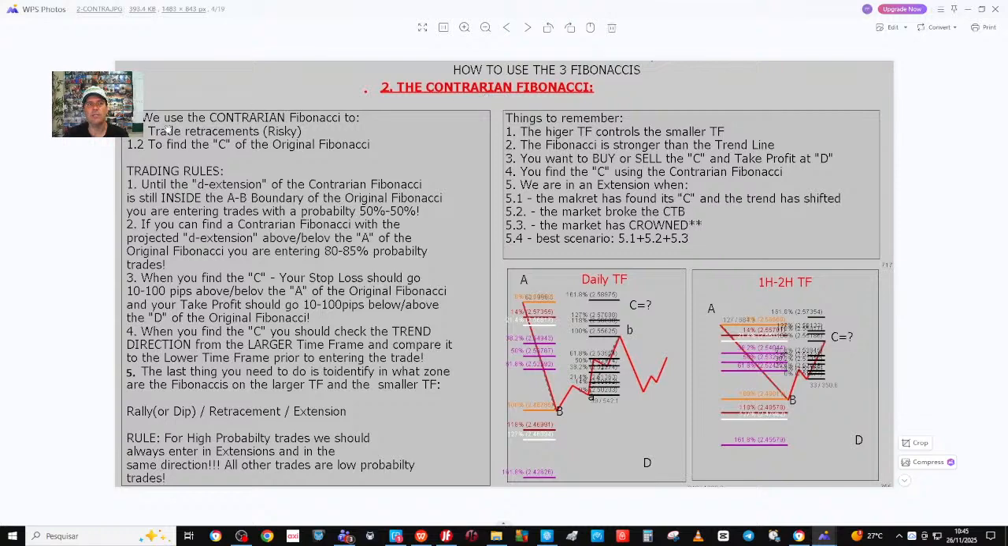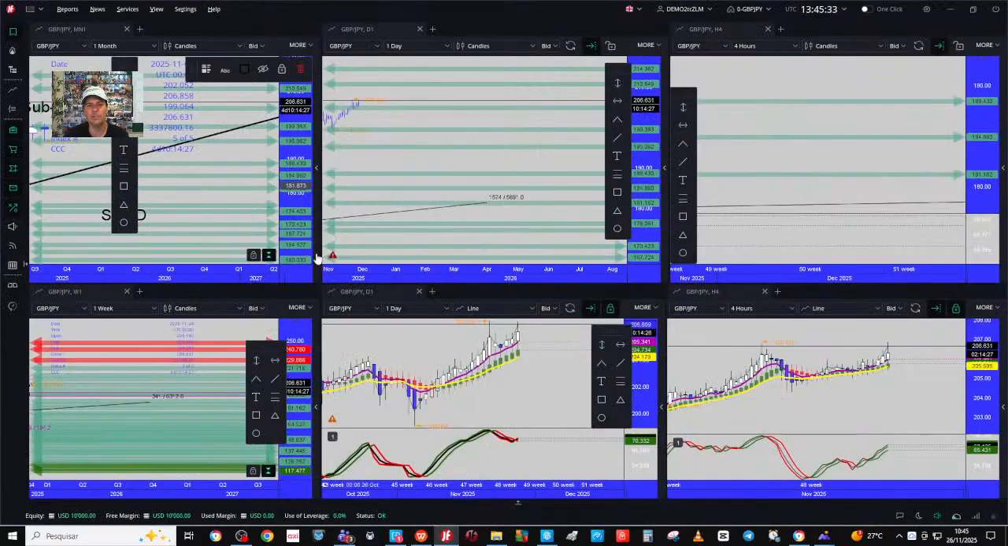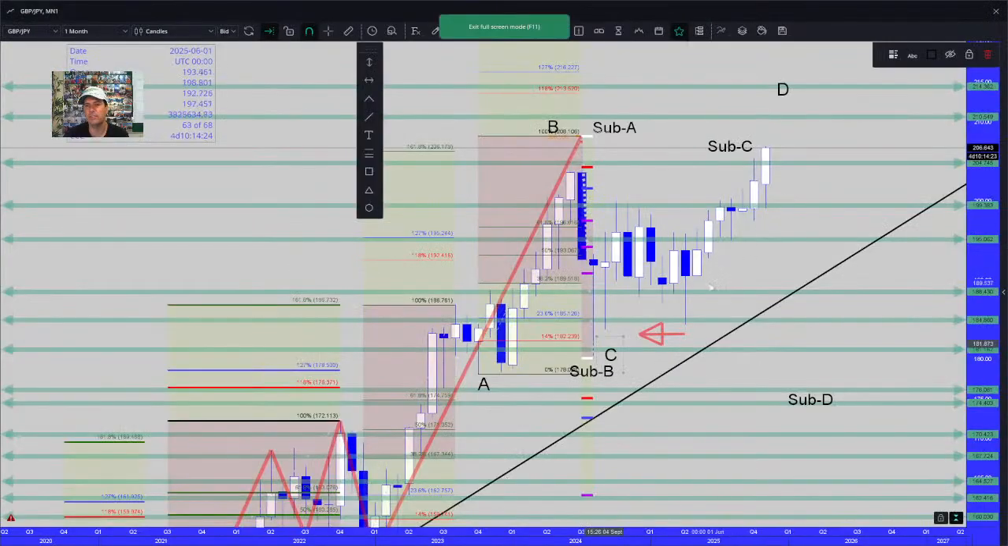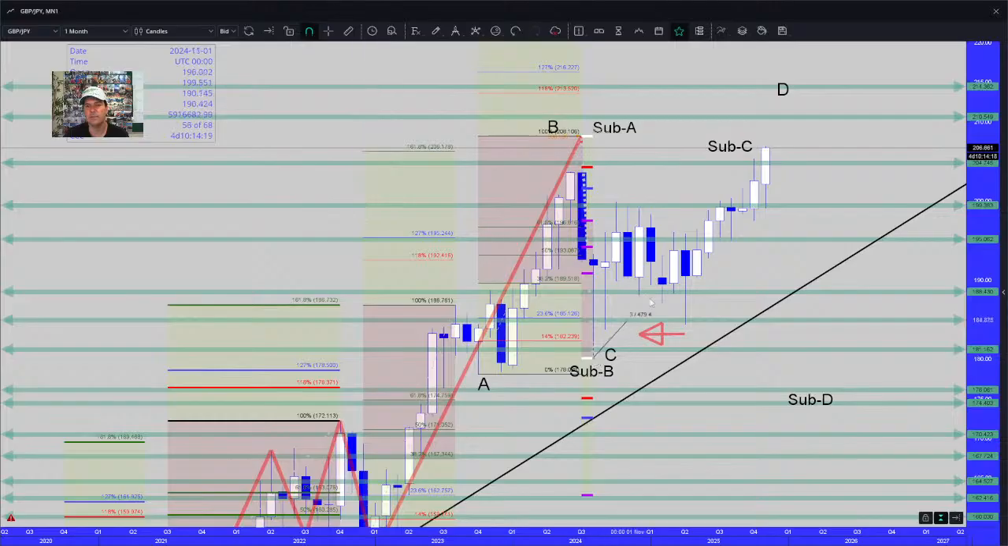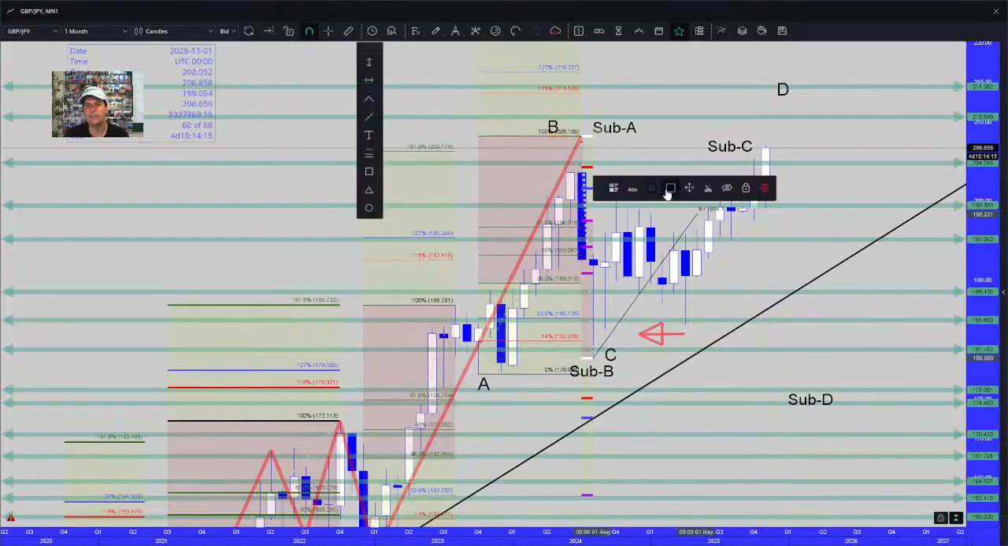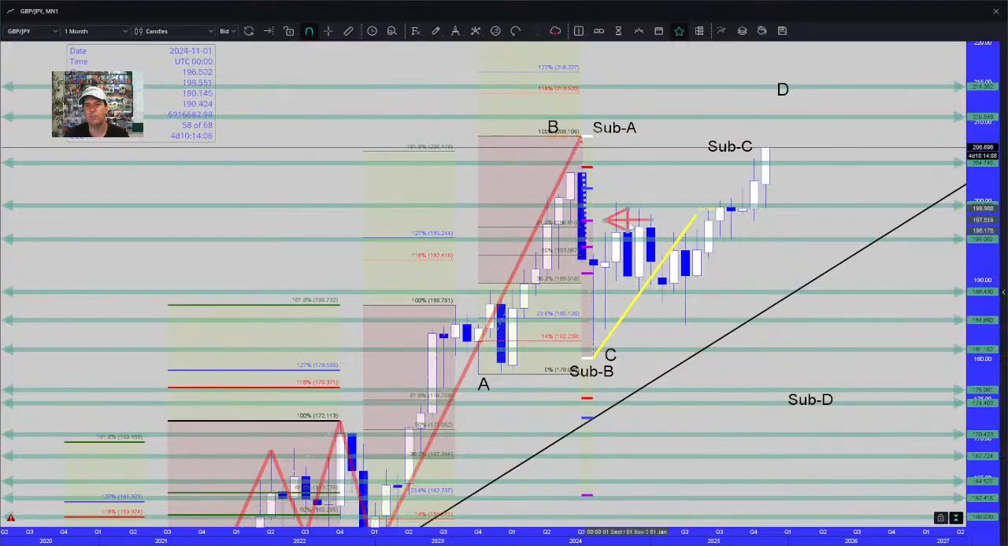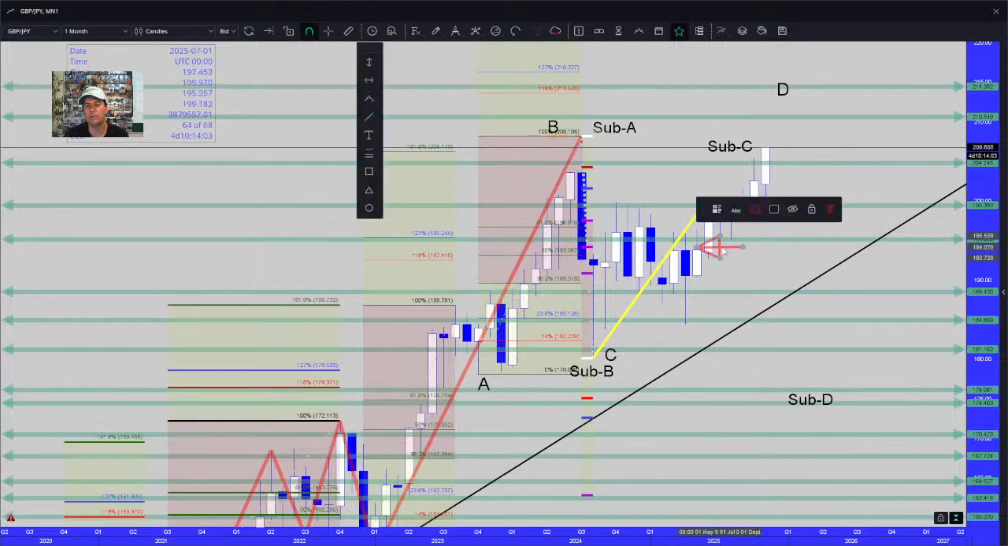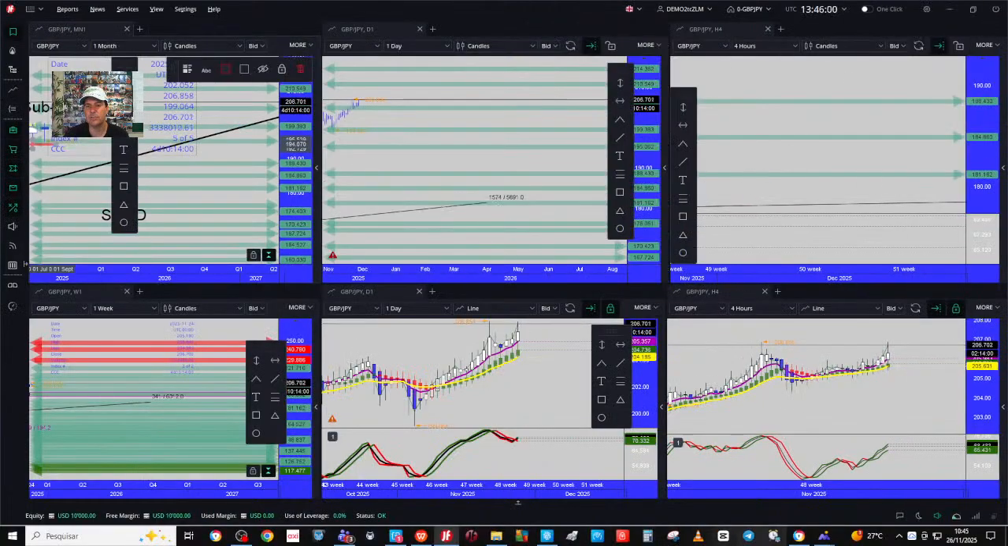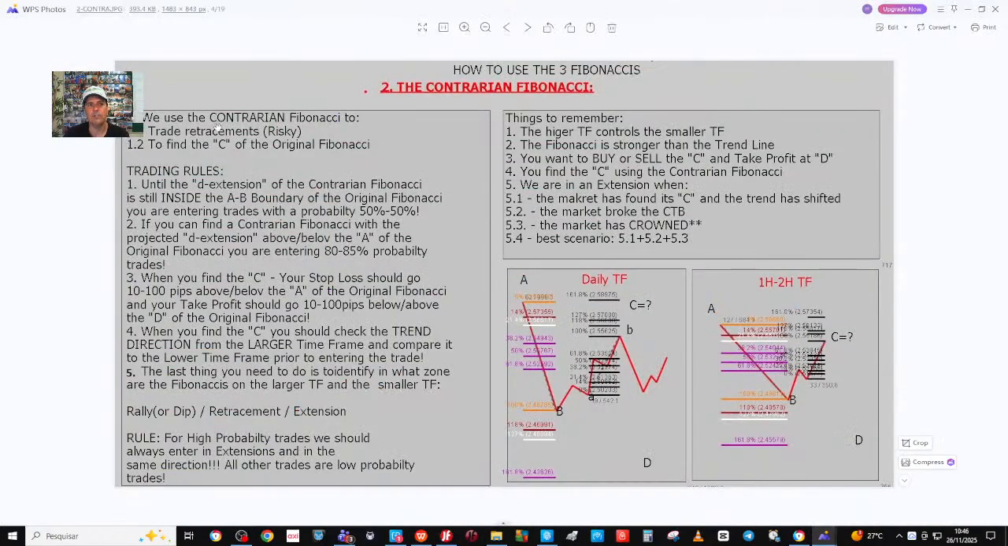The contrarian Fibonacci: number one, we use the contrarian Fibonacci to trade retracements. Well, it's a risky trade, right? If you would trade the monthly chart, if you would trade the contrarian, like a counter trend line breaking here, just an example, counter trend in here, the yellow one, you would trade this by shorting the sub A sub B, you would lose, right? So shorting retracements, everybody, trading retracements, it's risky. And number two, we are using the contrarian to find what is called the confirmed C.